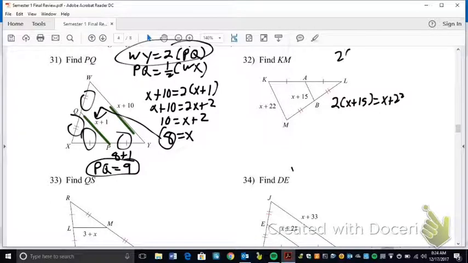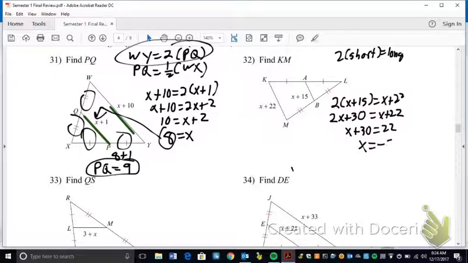So moving on. 2 times x plus 15 equals x plus 22. 2 times the short equals the large. That's how I like to remember it, more than the long. Okay? 2x plus 30 equals x plus 22. Subtract x from both sides. I get x plus 30 equals 22. Subtract 30 from both sides, and I get x equals negative 8.